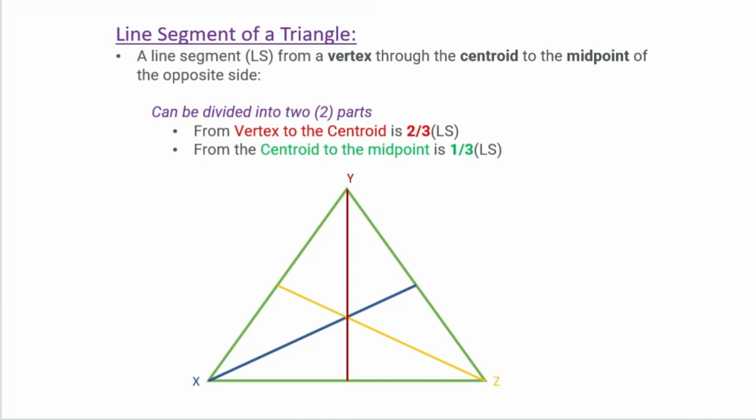The portion that is from the vertex to the centroid, this portion here, this is the vertex, to the centroid, which is the center here, is going to be 2/3 of the length of the line segment. The portion from the centroid to the midpoint of the opposite side is going to be 1/3 of the length of that line segment. So the line segment can be divided into two portions to determine the length.